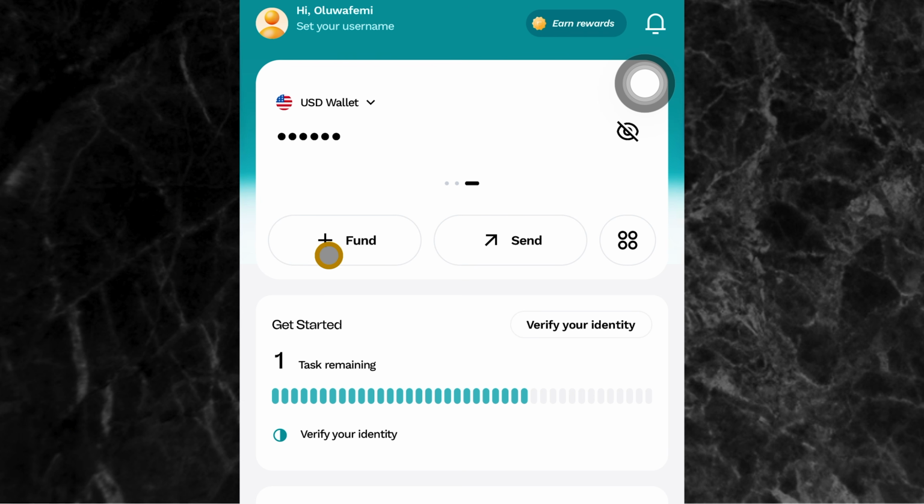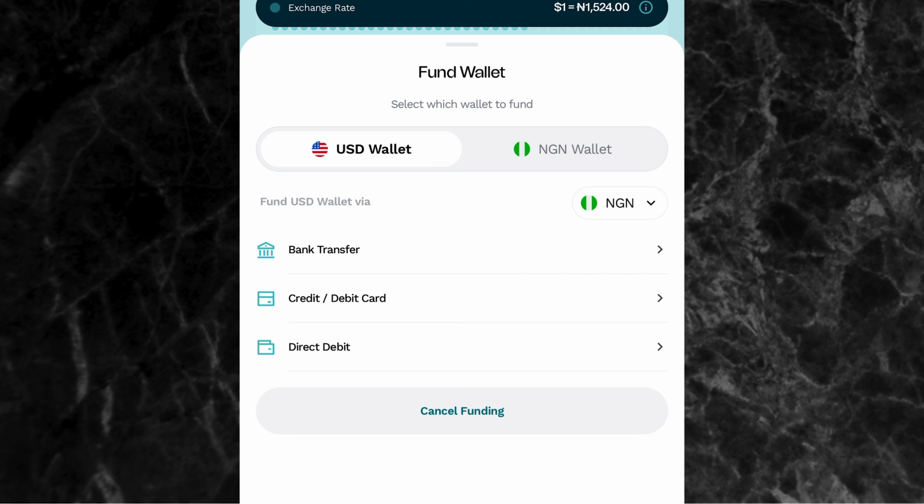Now, if you come below, you see you can fund your account. If you want to fund any of your accounts, you see where you have fund right here. If you click on it, this is where you can deposit money into the app. You can see right here, it says fund wallet. Select which wallet to fund, because before you go ahead and invest or do any form of investment on the app, you definitely need to deposit your money on the app.